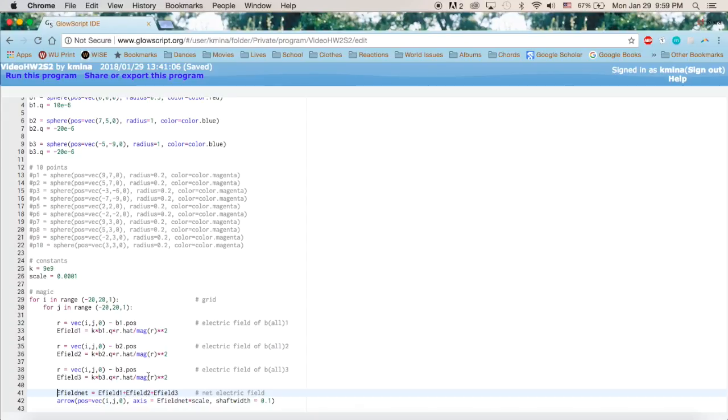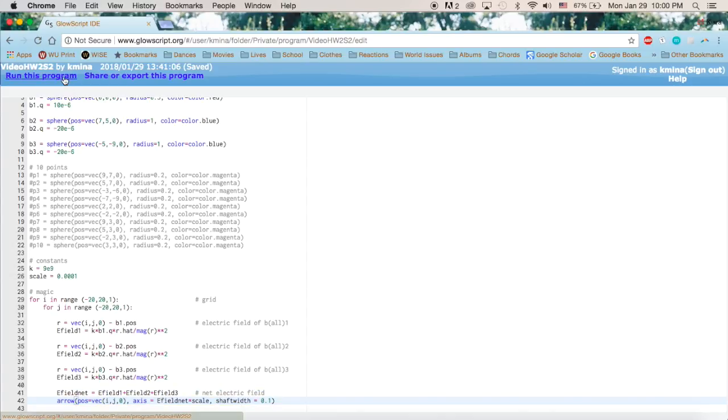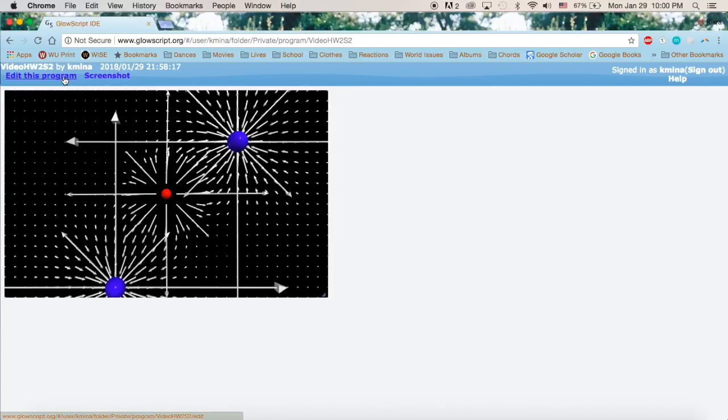We do this by adding up all of the individual electric fields together, as you can see here, and we can visualize vectors by using arrows at each point on the grid. The axis is defined by the net electric field, but multiplied by our scaling factor so they all look nice, with a small shaft width so we can see everything clearly. And so now we can see what this whole thing looks like.